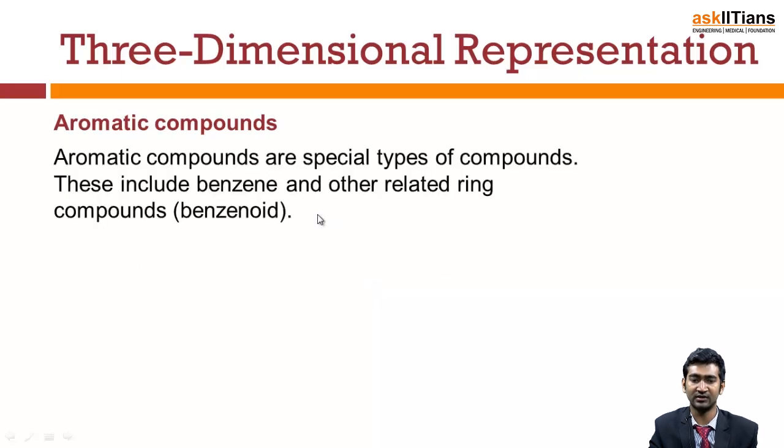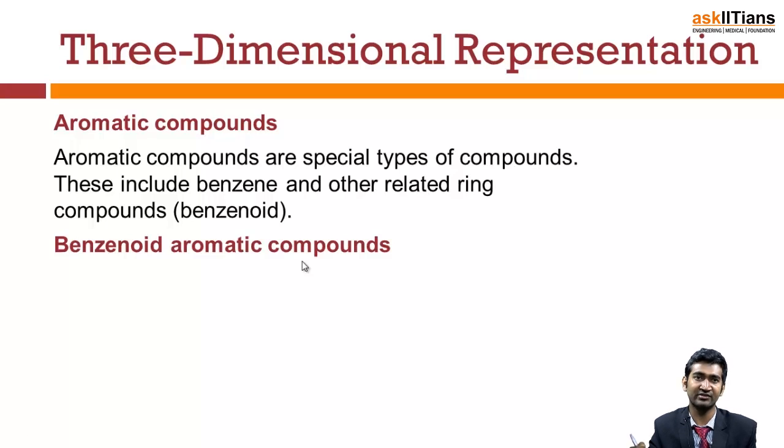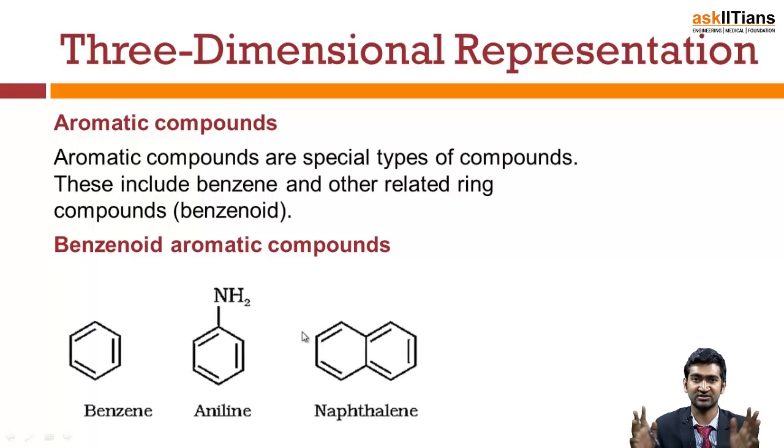Then the aromatic ones, the special types I told you, are very sweet smelling, and all the benzene-related compounds are those. So that is your benzenoid, and the others which are not following Huckel's rule are known as non-benzenoids. So these are all benzenoid structures. This is my benzene at first. If I put NH2 there, the amine group, that is called aniline. If two benzenes are combined, homocyclic, that is known as naphthalene.